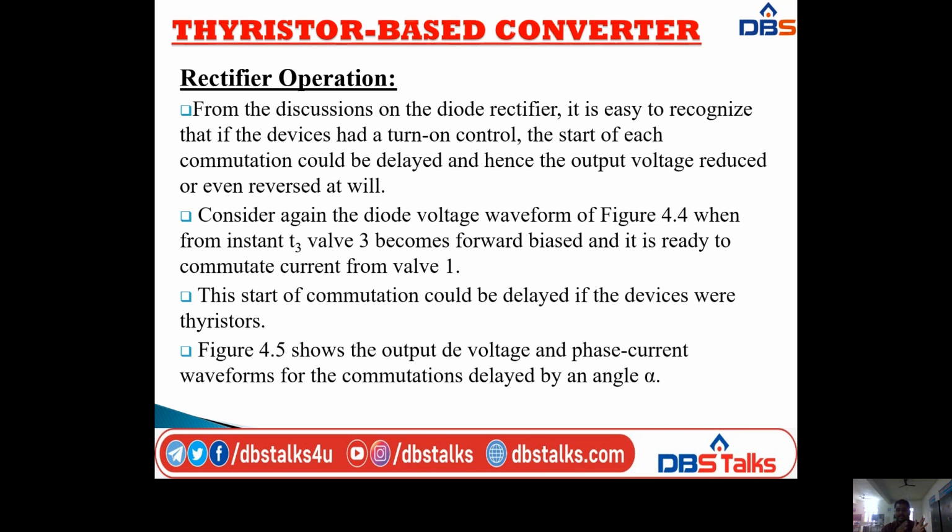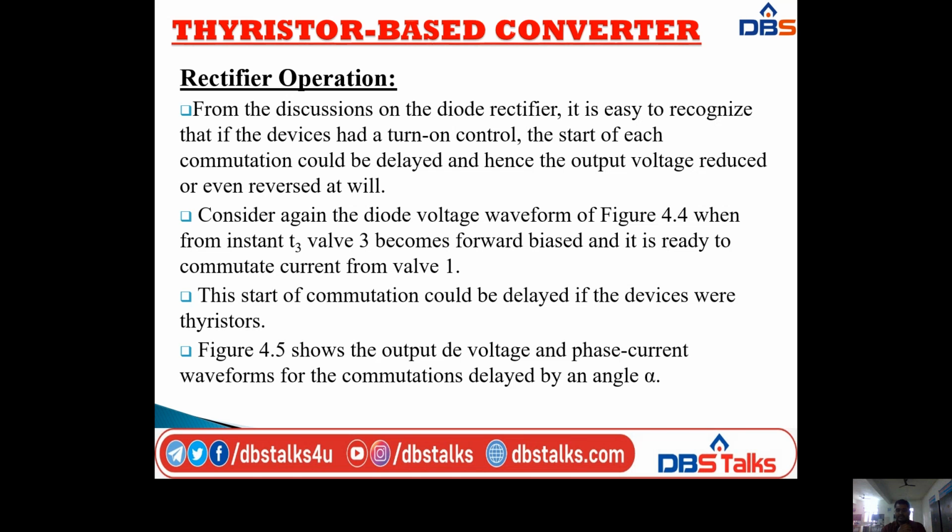Next, consider again the diode voltage waveform of diagram 4.4, which I showed in the previous class, the last diagram. It represents the diode voltage waveform of the three-phase full wave diode rectifier operation, where from instant T3 valve 3 becomes forward biased and is ready to commutate current from valve 1. This start of commutation could be delayed if the devices were thyristors.